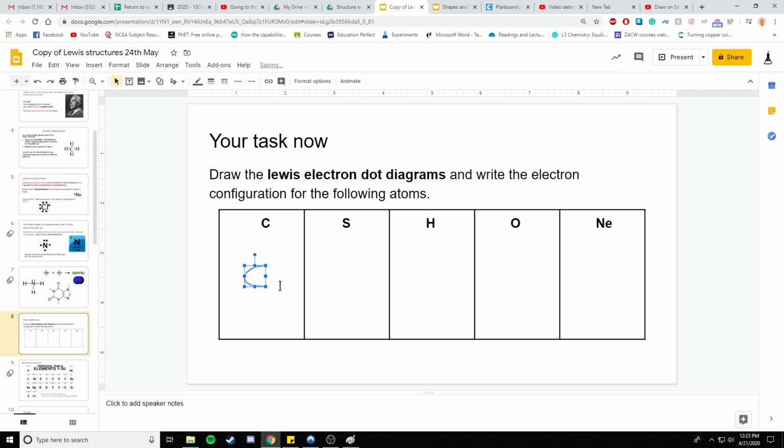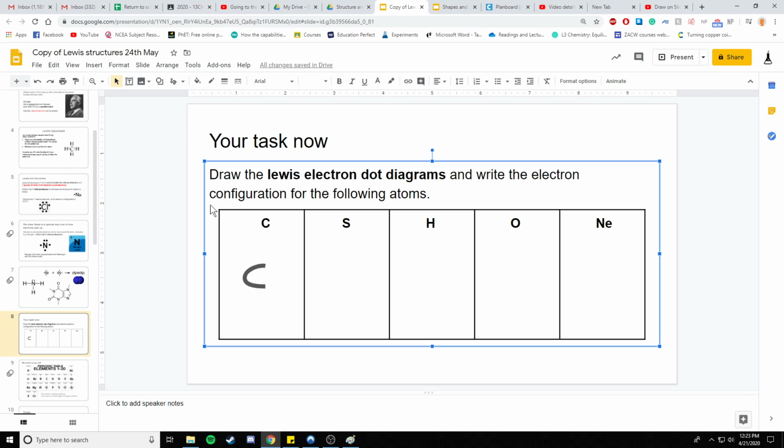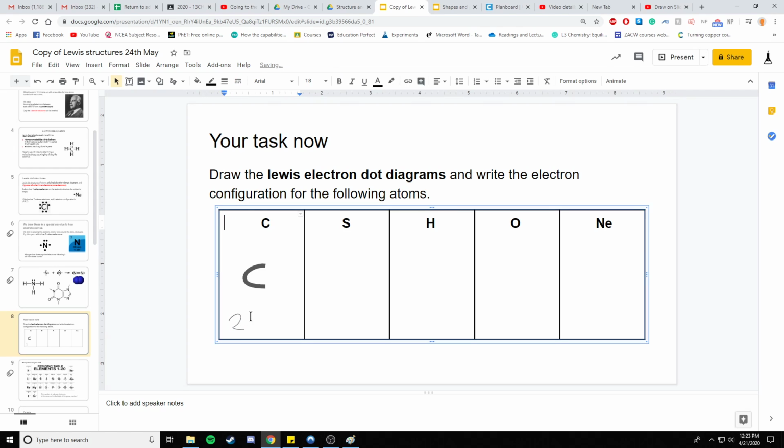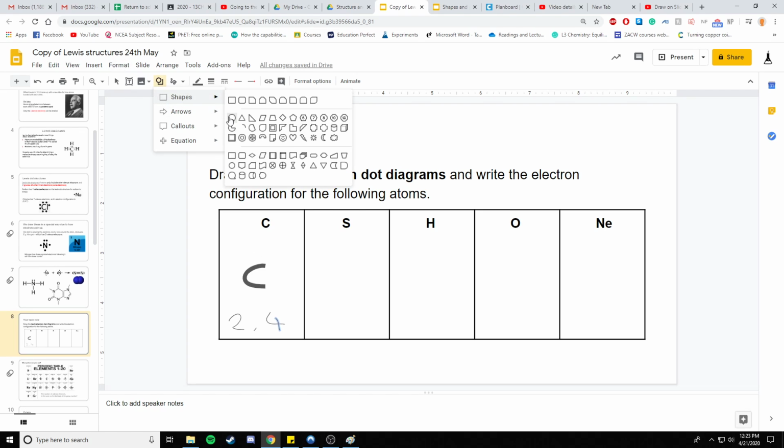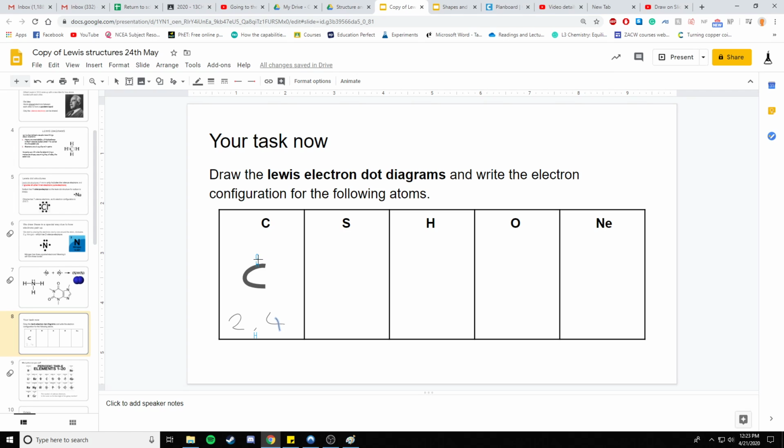So carbon, see? It's got 6 electrons, 2 core electrons. So its electron configuration is 2, 4. And then it's got, I'll use these little dots. It's got 4 electrons on the outside of it. Why is that?